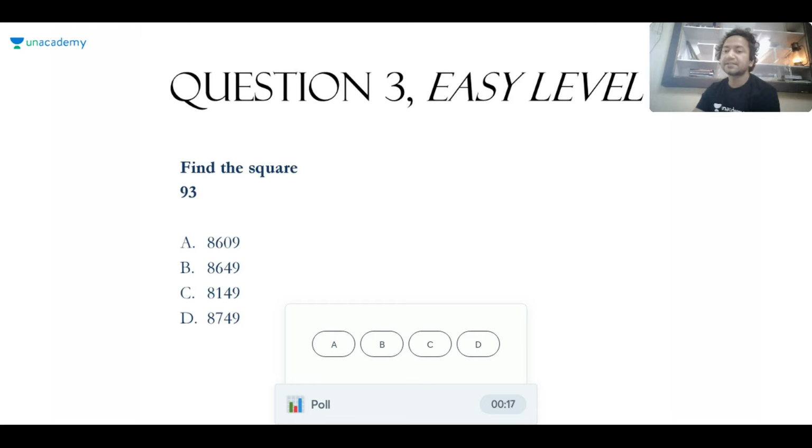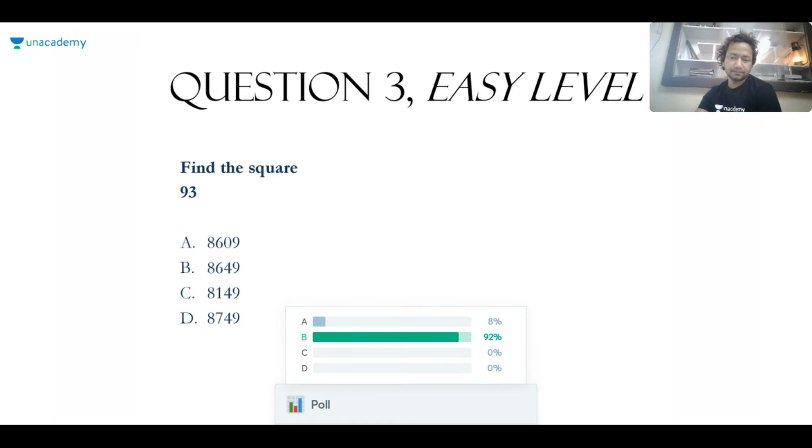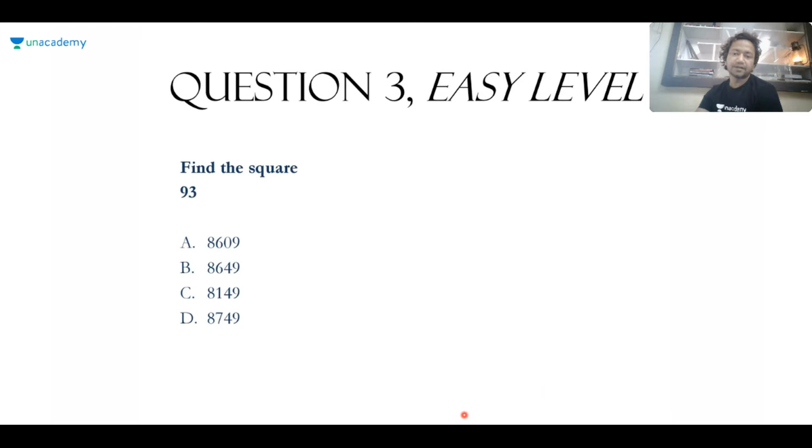Do not type the answer in the comment section. Just mark it there. Someone got that wrong. Someone marked another option.